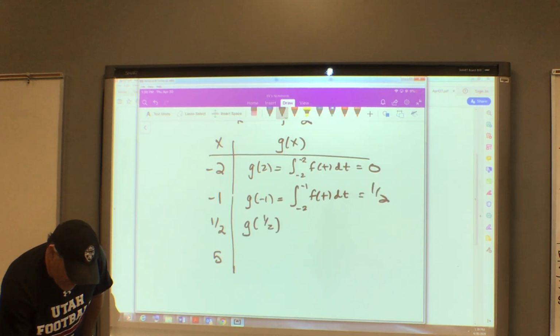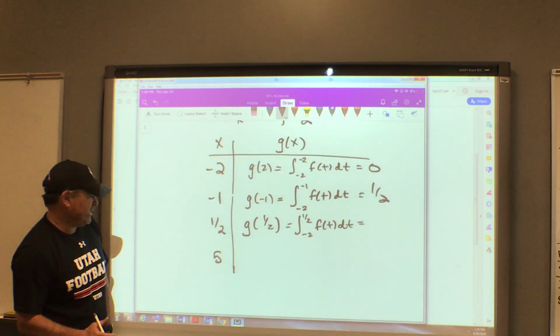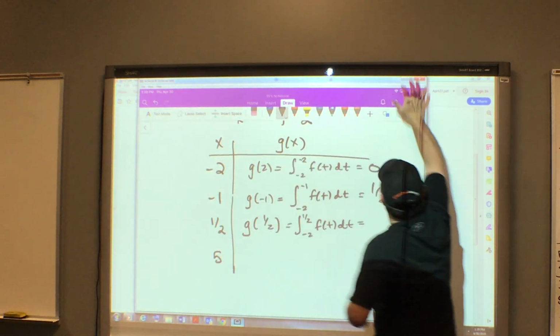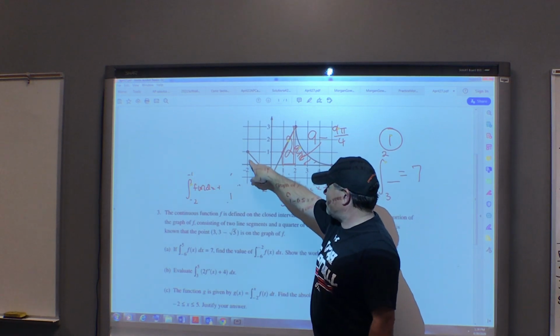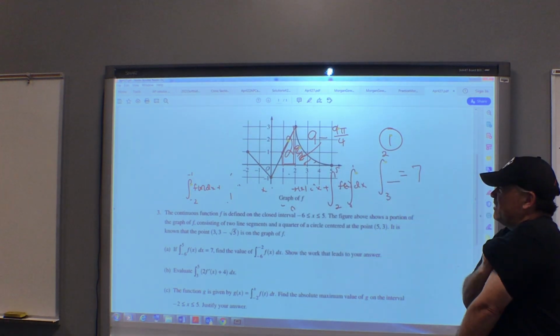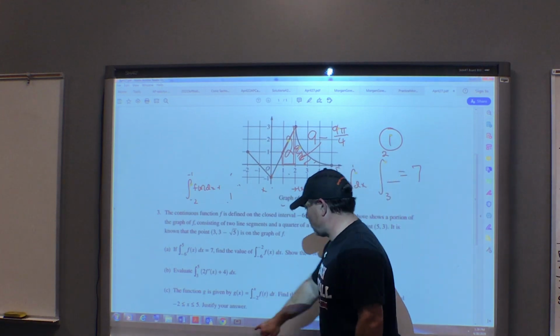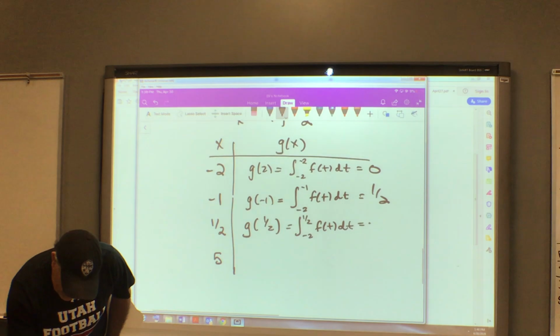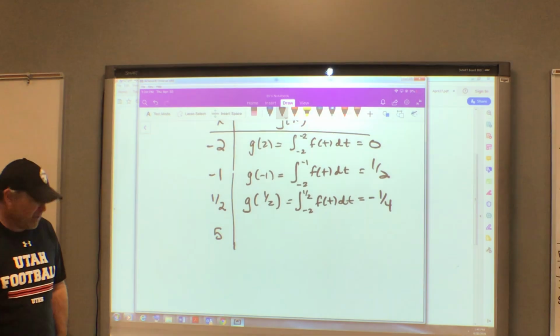G of 1/2 is going to be the integral from -2 to 1/2 of f of t dt. So we got to look at that. From -2 to 1/2, well, that's going to be, looks like negative something, right? Because that's a positive, that's a negative, it cancels. We're going to have that little bit of negative left over. Now, if you wanted to, you could say, oh, it's 1/2 times 1 times 1/2, that's 1/4. And so you could say this is negative 1/4. You could just eliminate it by saying it's less than 0, but whatever.